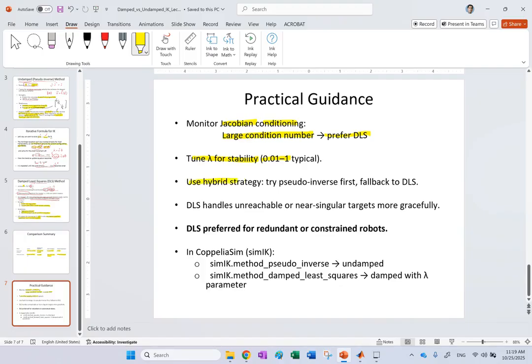And you might have a hybrid strategy. That is exactly what I did in the Coppelia sim. First, I started with pseudo-inverse, and I had this as a backup. So in Coppelia sim, as I showed you, you can use sim-ik method pseudo-inverse for undamped and sim-ik method damped least squares for the DLS method.